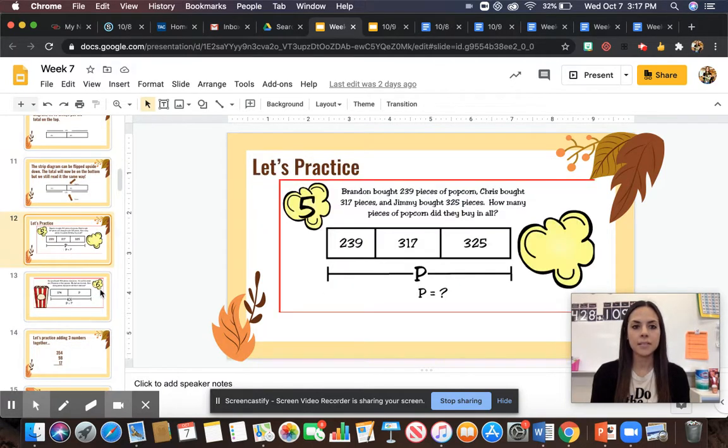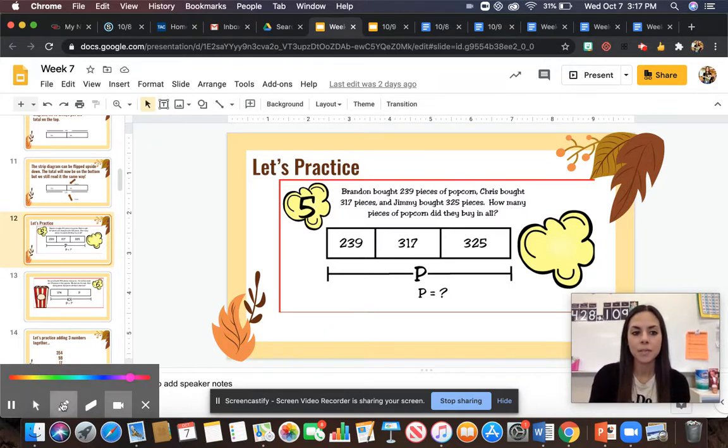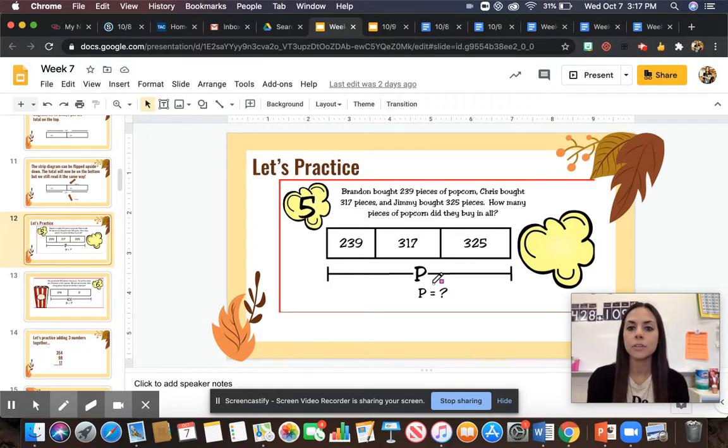All right, let's practice. Brandon bought 239 pieces of popcorn, Chris bought 317 pieces, and Jimmy bought 325 pieces. How many pieces of popcorn did they buy in all? All right, so if you're looking at your question, look for your keywords, figure out what type of operation we're doing. I've talked to you guys about the words in all. We know that when we say the words in all, we are combining or we are adding, okay? The strip diagram is upside down, all right? P stands for popcorn. We're looking for the amount of popcorn, okay? So as you can see here, P is a question mark. We don't know it. That's what we need to figure out.